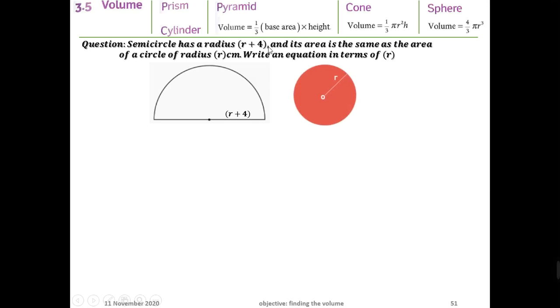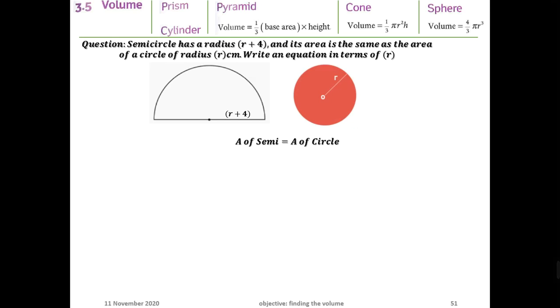If we're going to translate this sentence in particular, where it says that the area of the semicircle is equal to the area of the circle, we're going to start this way: area of semicircle is equal to area of circle. Okay, so the area of a semicircle is basically pi r squared divided by 2.